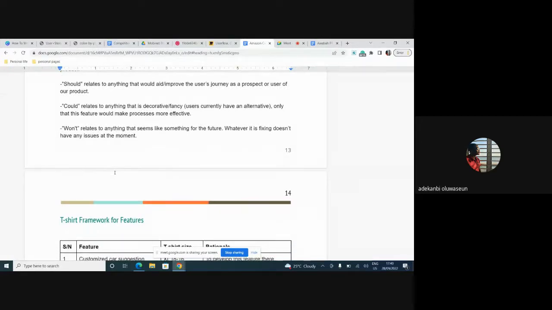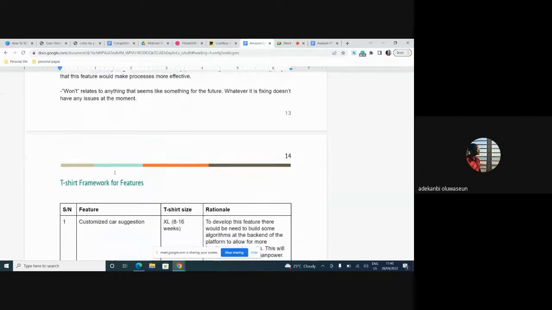Then you have the could. The could relates to anything that is fancy. Let me give you an example. Maybe I want to help the user know what the time is, or let me have an API that tells them the current price of Bitcoin. Maybe you want to include that on your mobile app. It might not be necessary, but it's a feature that's possible. So those features can come under your could, because they are basically things that already have an alternative, but you just want to use them to drive engagement. They are mostly in the delight category, so you can call them delight features.